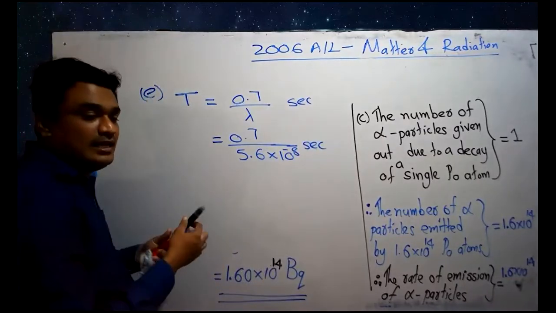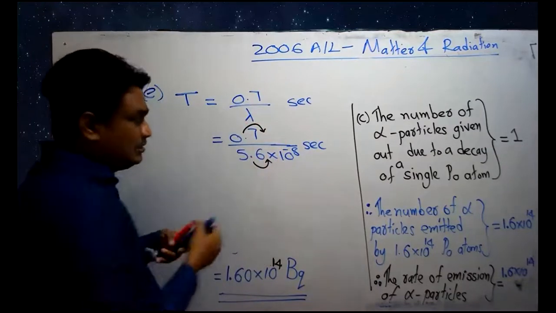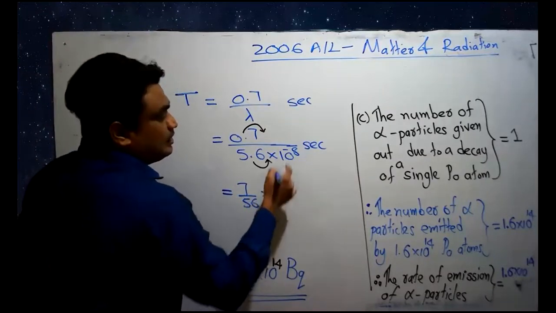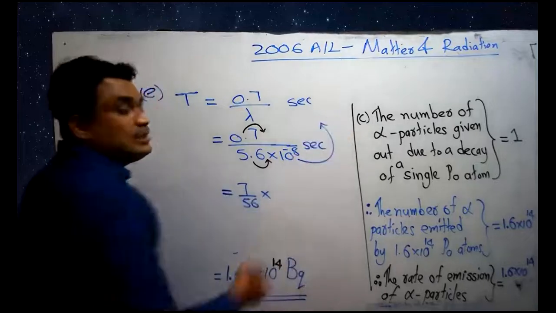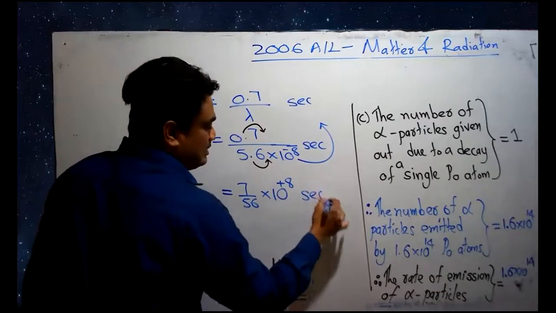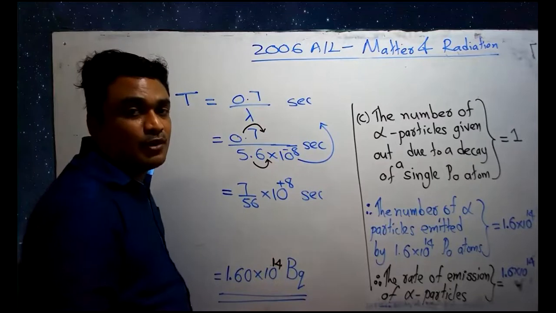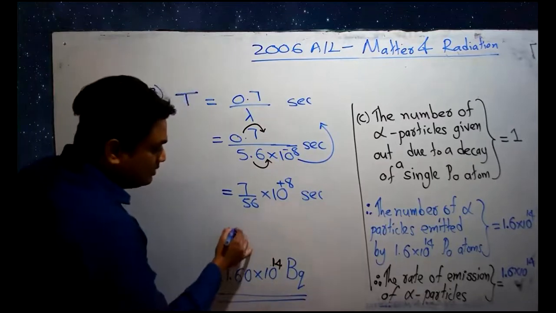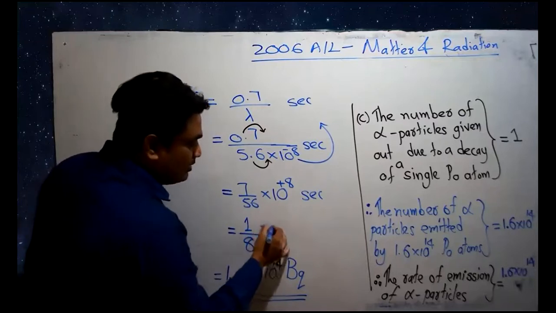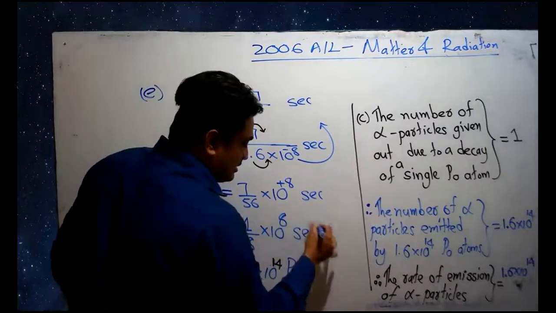The easiest way to simplify is to take 1 decimal point to this side and 1 decimal point from this number. Then it will be 7 over 56, and 10 to the power minus 8 comes up as 10 to the power plus 8. That is the half-life, or the time taken for the number of polonium atoms to become half. 7 divided by 7 is 1. 56 divided by 7 is 8. So 1 into 8 into 10 to the power plus 8 seconds is the half-life.